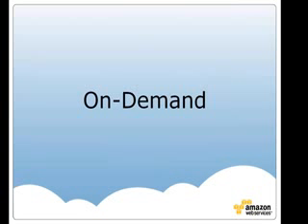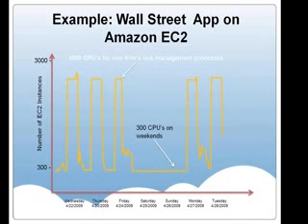The on-demand nature of the cloud is also something we should take a look at. This is another one of our customers. This one happens to be a Wall Street hedge fund. We are not allowed to disclose their name, but this is their CPU usage over the course of a week. They really have two different modes.